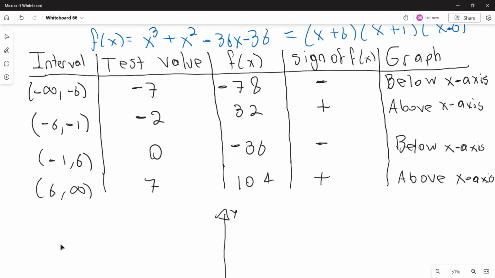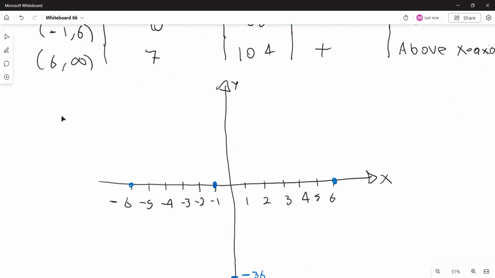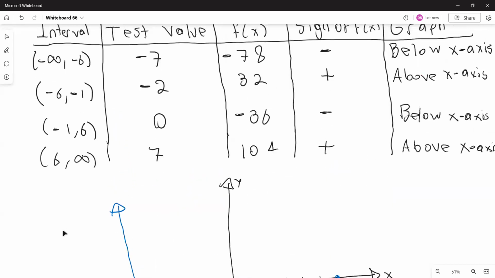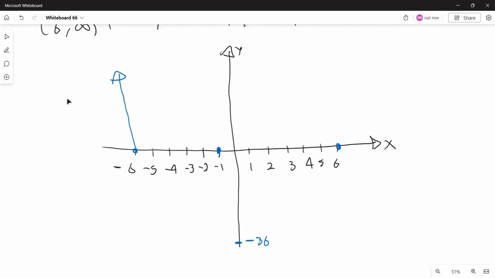So we know that in -∞ to -6, the graph is above the x-axis. And -6 is a 0 of multiplicity 1, so it's just going to cross. Between -6 and -1, the graph is going to be below the axis. Oh, sorry, well, that's below the axis, of course, so it's going to go this way. Between -6 and -1 is going to be above the axis. I don't know exactly where the turning point is. If you take calculus, you'll learn methods for determining those turning points.